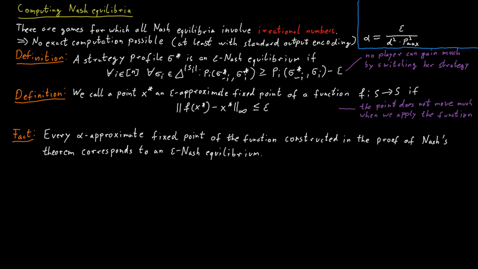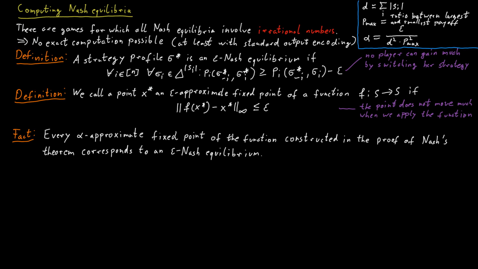And now, of course, I have to tell you what d and p max is. So let's say d is simply the sum over the sizes of all the pure strategy sets of all the players. So I just look at the total number of strategies in the game, like for all players together, and that is d. And p max is simply the ratio between the largest and the smallest possible payoff in the game. So the largest payoff that any player could get and the smallest payoff that any player could get, and you just take the ratio of the two.